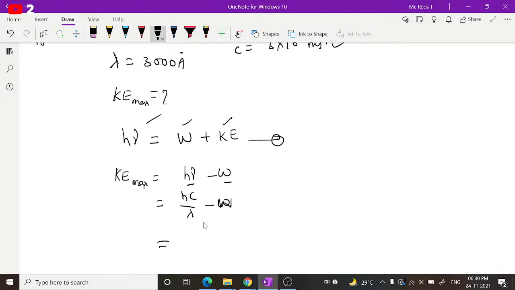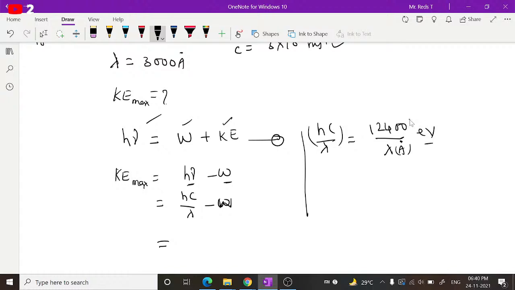You have to remember one shortcut: hc by lambda, which is nothing but energy, can be taken as 12,400 divided by the wavelength, if the wavelength is taken in angstrom units. So this energy can be expressed as 12,400 by the wavelength in angstrom units, in electron volts.